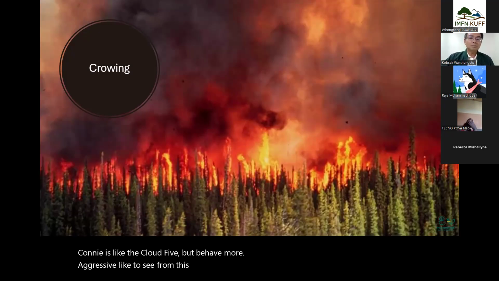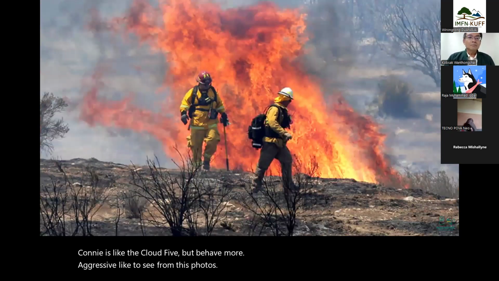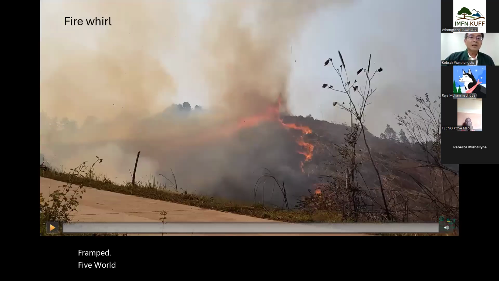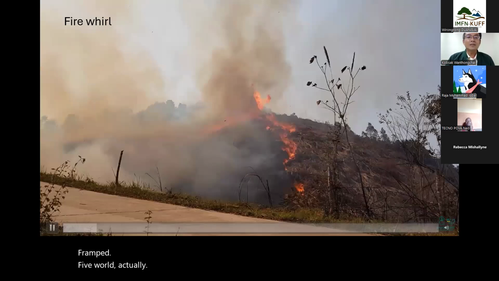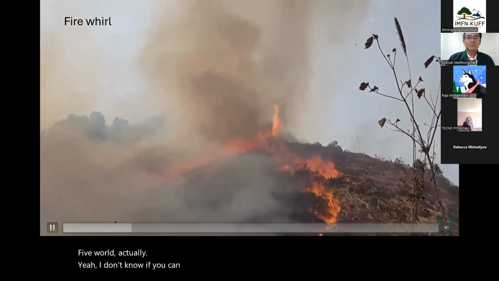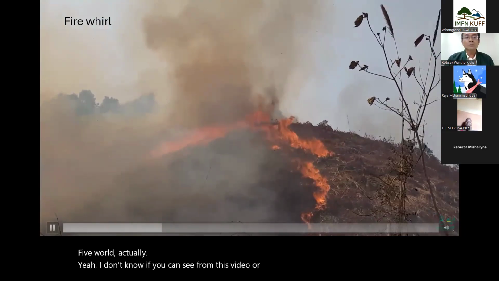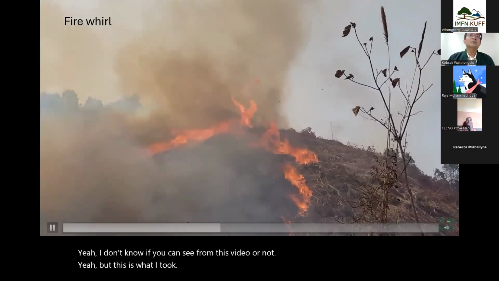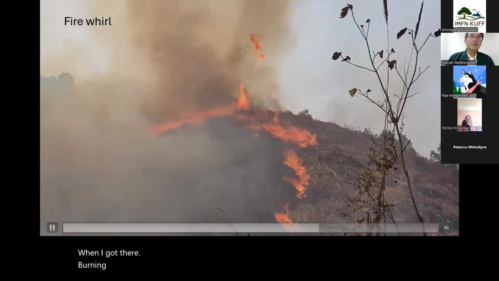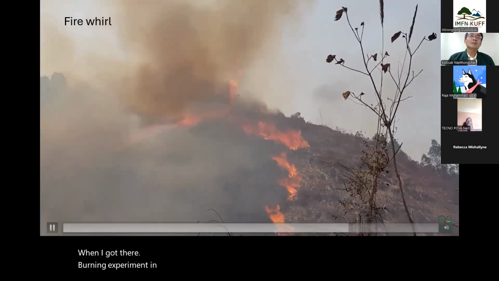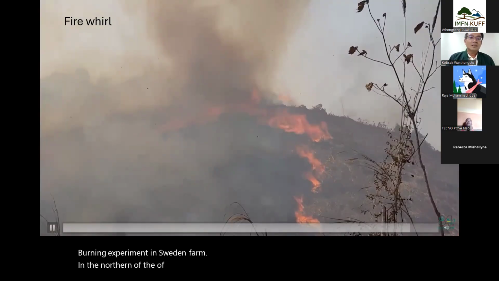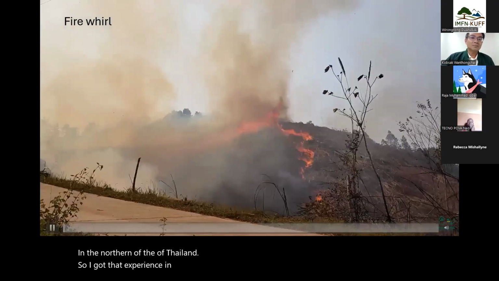This is a flare-up. Actually, I don't know if you can see it from this video or not, but this is what I took when I did the burning experiment at the farm in northern Thailand. So I got that experience there.